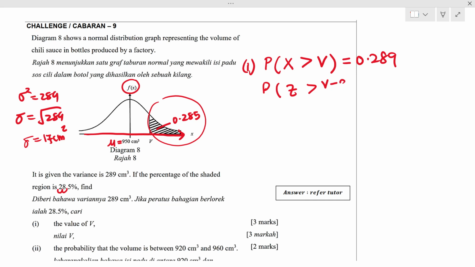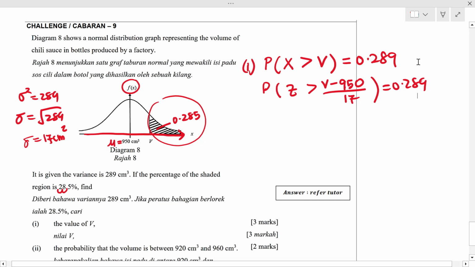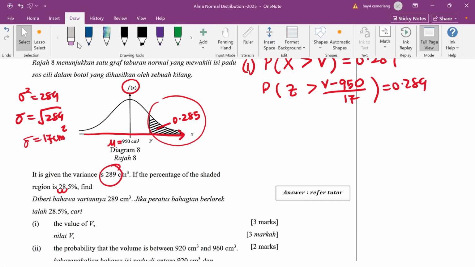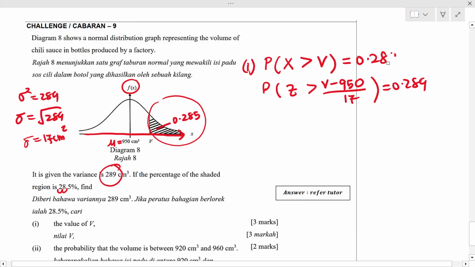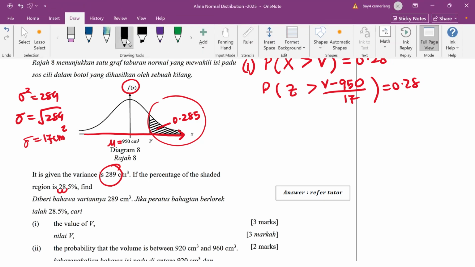The mean is, we know, 950. The standard deviation is 17, and the value is 0.289. Very simple. Now, where should you put the 0.289? Sir, it's not 0.285. Where do I find the 0.289? Oh, okay, I see here. Okay, 0.285. Thank you for stopping me earlier, otherwise I would make a big mistake there.